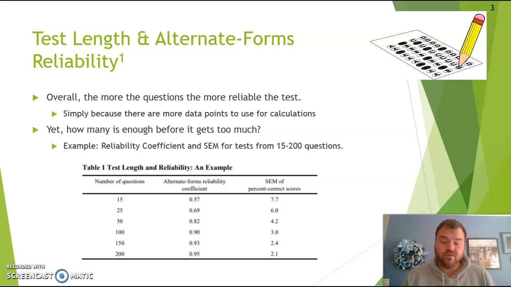So in this example, the reliability coefficient and the SEM are shown for tests from 15 to 200 questions. As you'll see below, at 15 questions the reliability coefficient is about middle of the road, 0.57, whereas at 200 it's 0.95. But if you look, at only 100 questions you get 0.9, which is pretty good. So you're only getting a 0.05 change over 100 questions. It's the same for the SEM. You're at 7.7 for 15 questions, whereas at 200 you're at 2.1, at 100 about 3, and at 150 about 2.4.